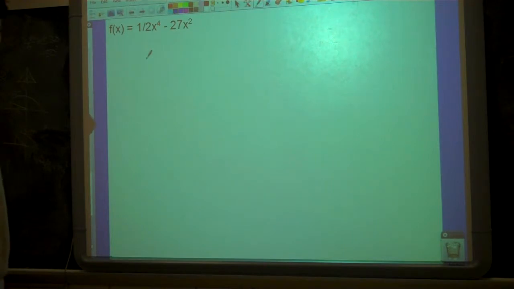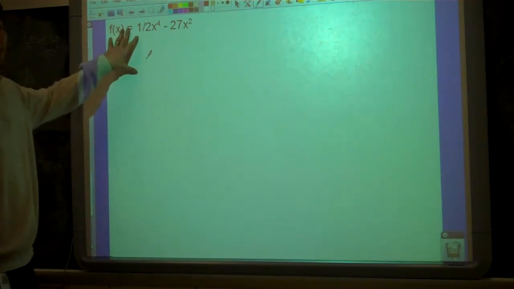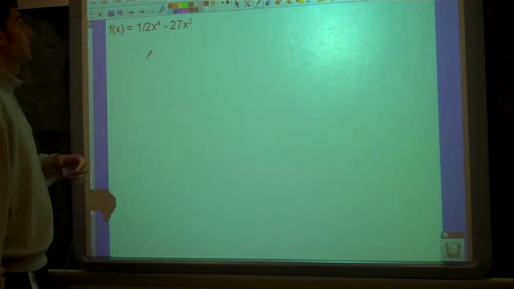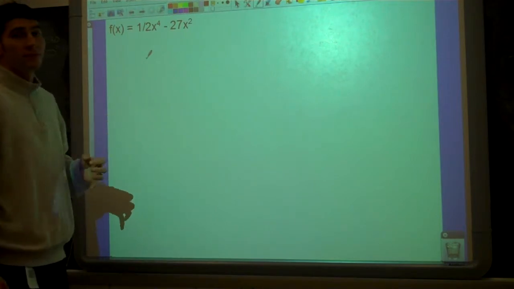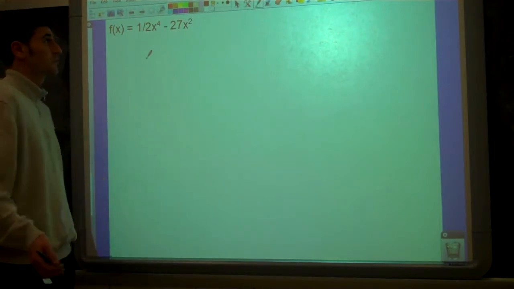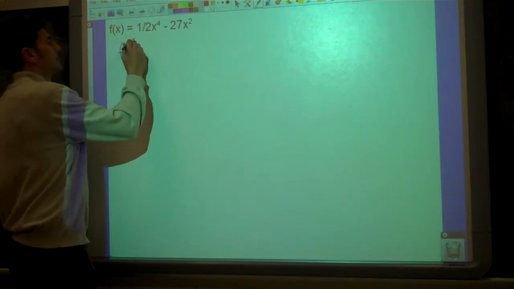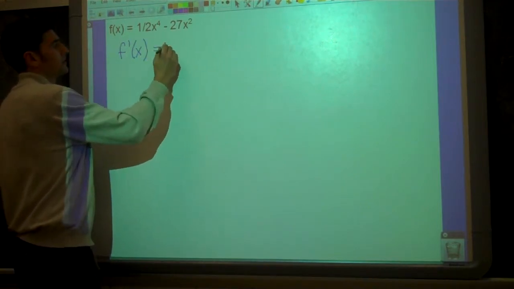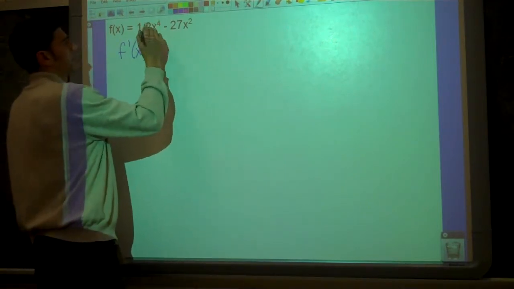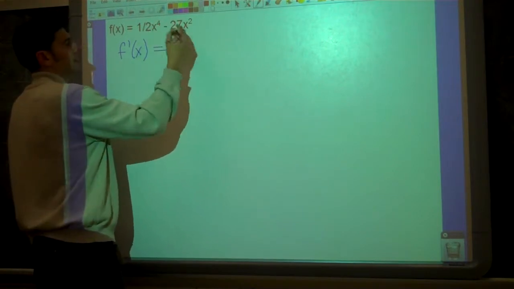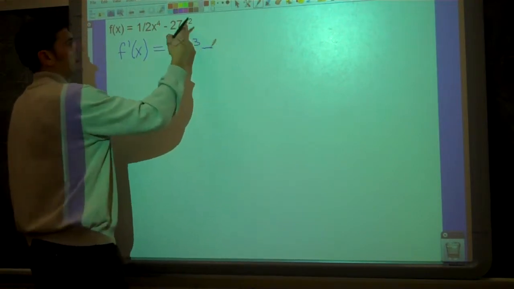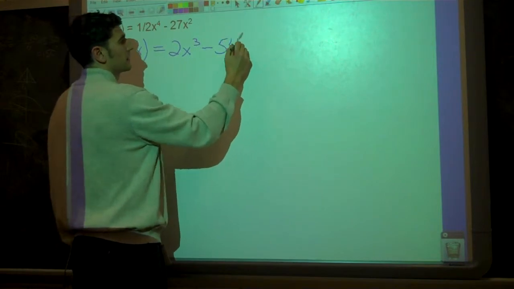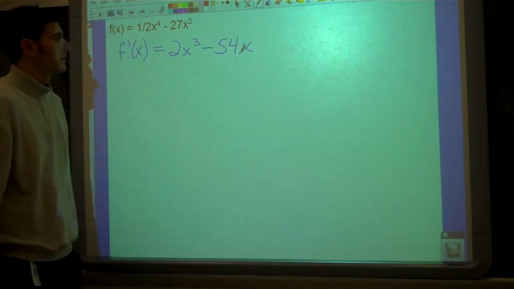Trying to find the critical values for this function. To find the critical values, we need to find the first derivative and find where the first derivative is either 0 or undefined. So I'm going to take the first derivative by using the power rule. 4 times a half is 2. 1 less than 4 is 3. And then 2 times 27 is 54. And that is our first derivative.